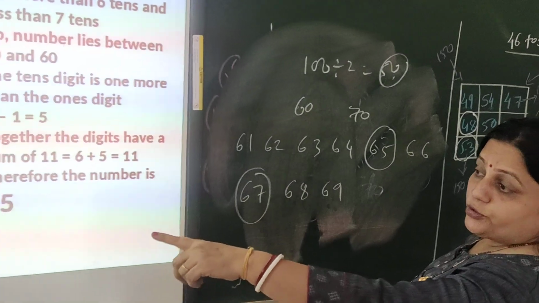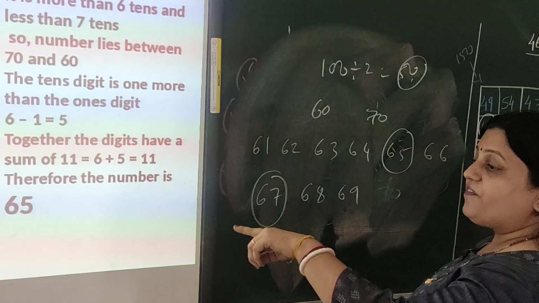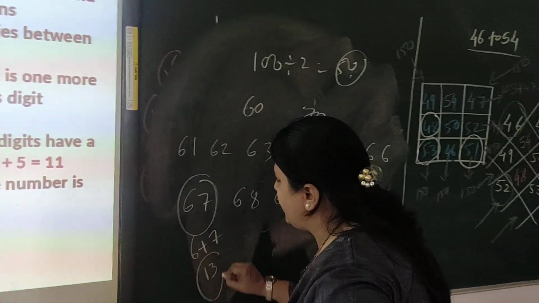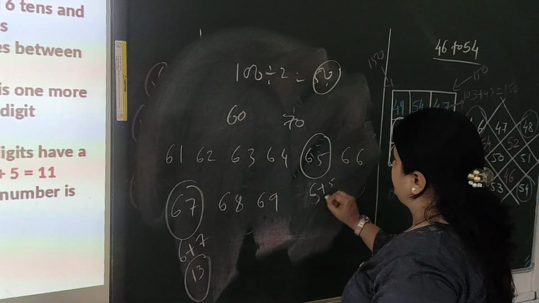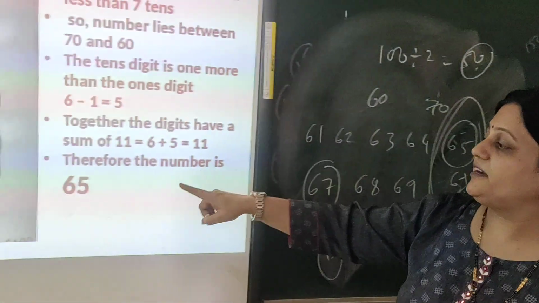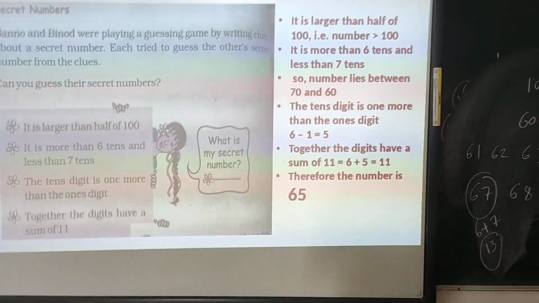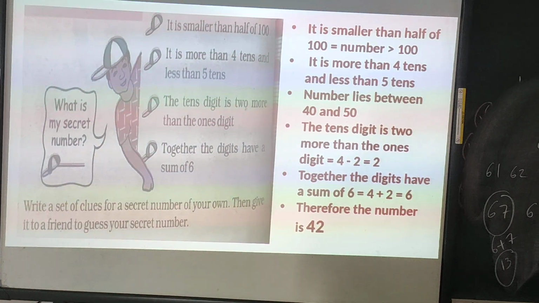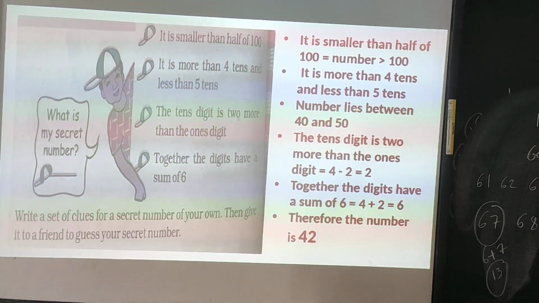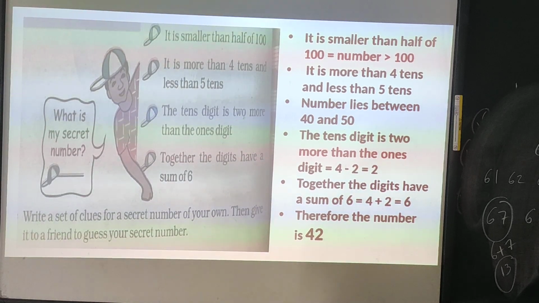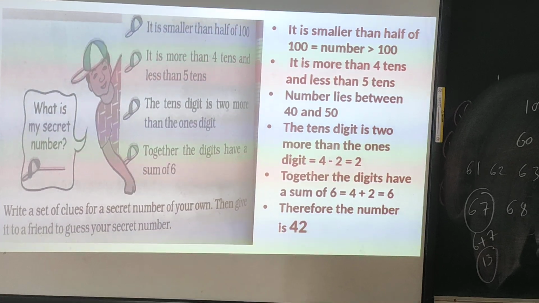So what is the last clue? Together the digits have the sum of 11. So 6 plus 7 is what? 6 plus 7 is 13. And 6 plus 5 is 11. So this is matching with our number. So what is the secret number? It is 65. Like this, the second secret number also you can find out. Do it on your own. And page number 111 you have to do on your own. It is very easy. So like this you can solve all the patterns, children.